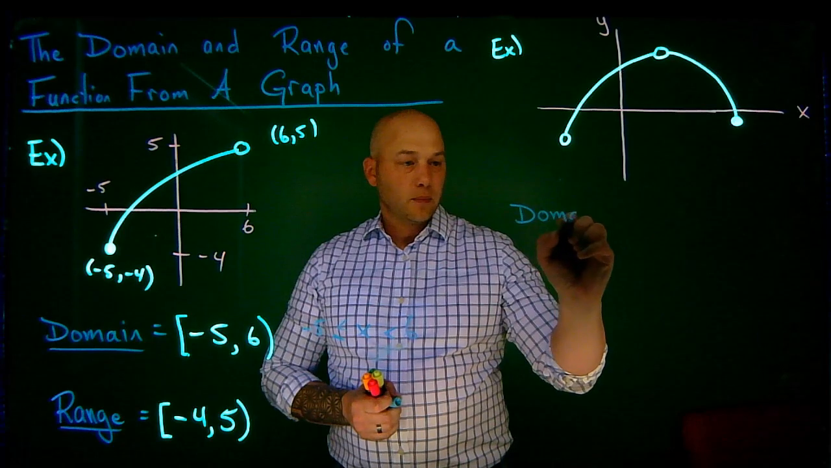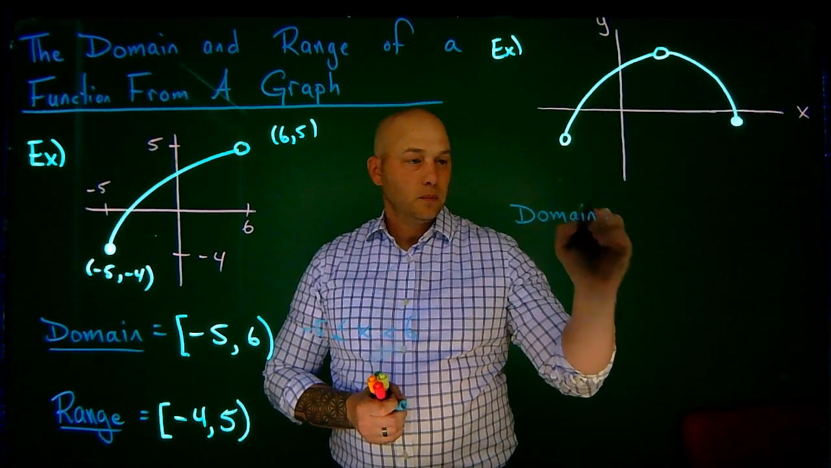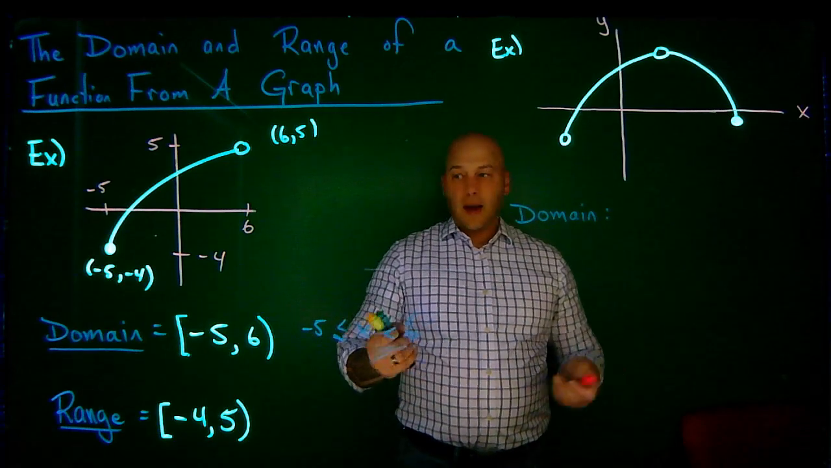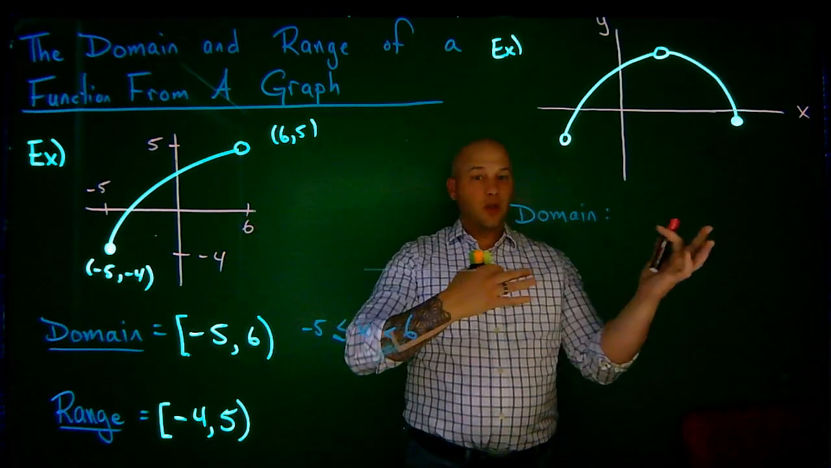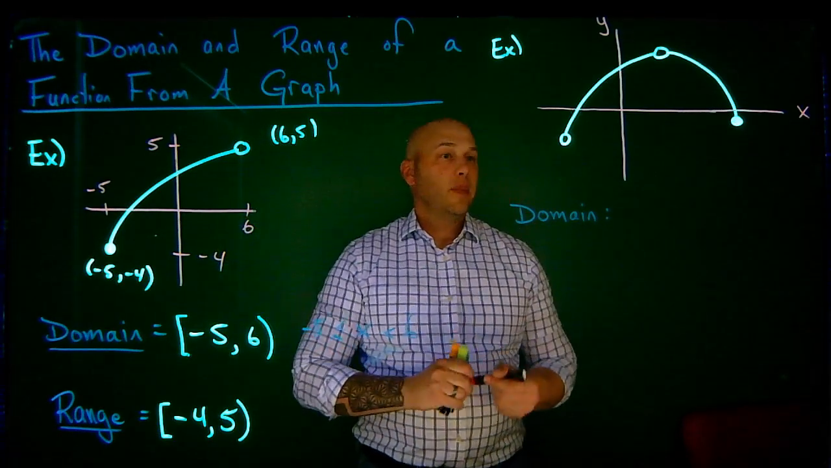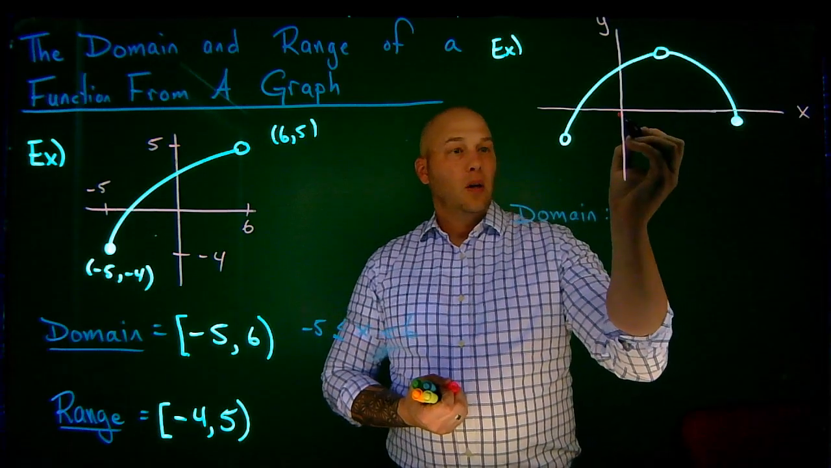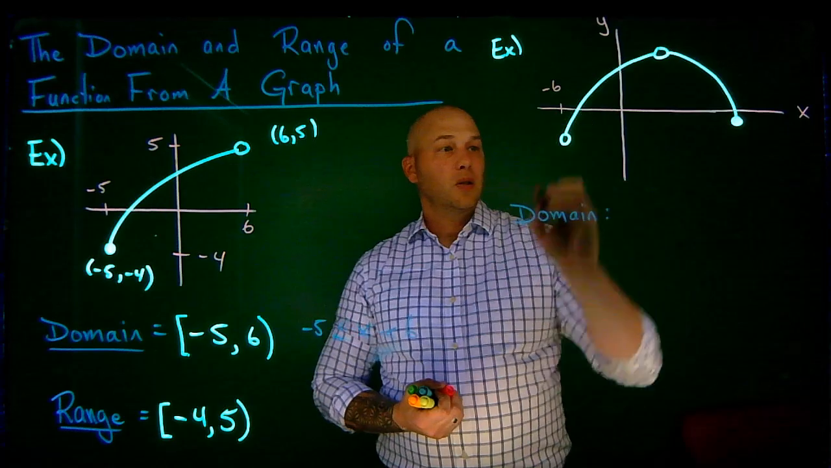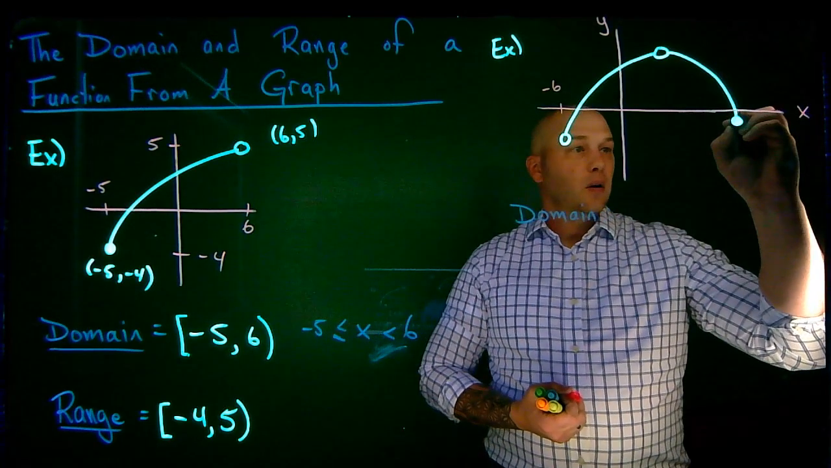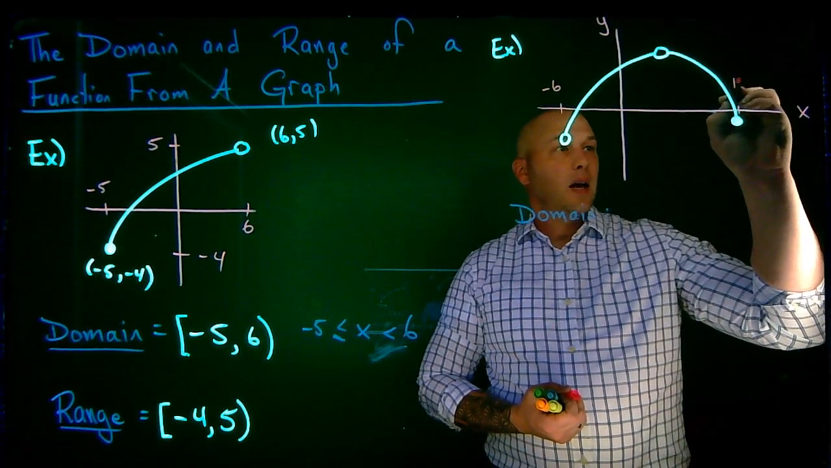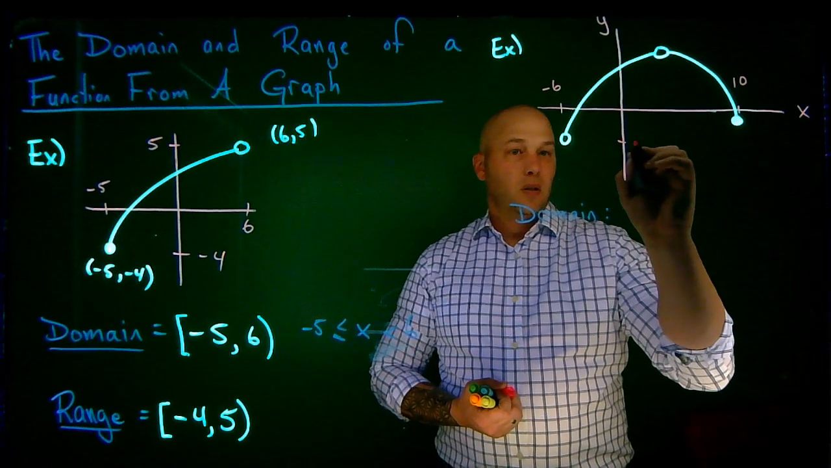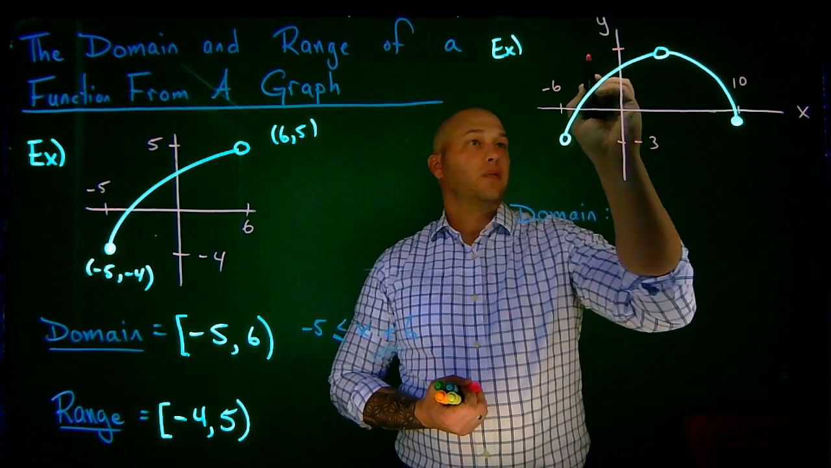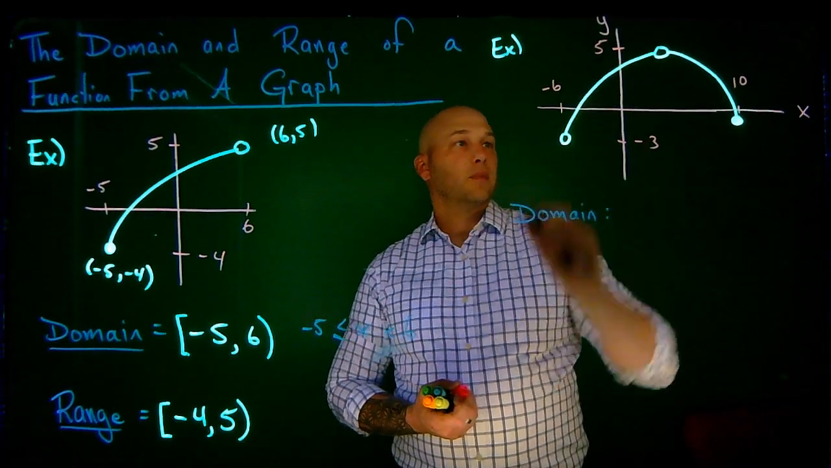So domain. Well, again, what I have to do is something like I did over here. I have to give you some sort of a scale. And so let me give you, let's say if I was to go over here, let's say this is -6. Let's say over here is, let's say, 10. Let's say this is -3, and let's say that is +5. Okay.